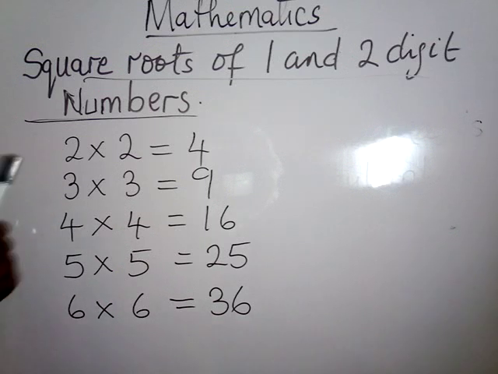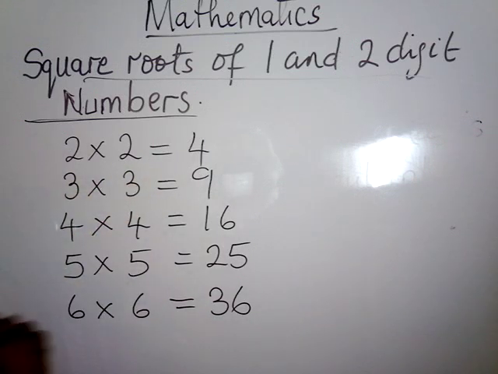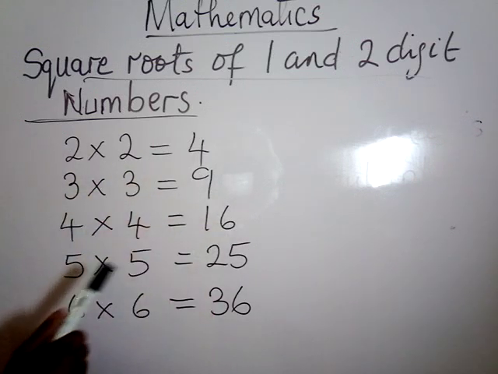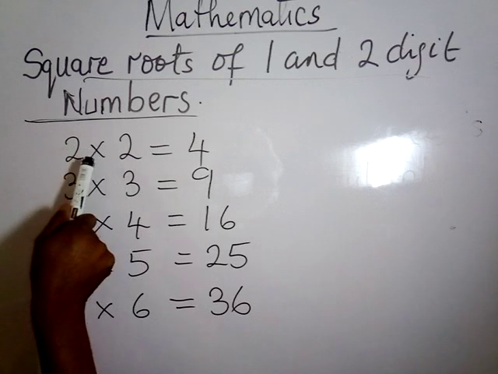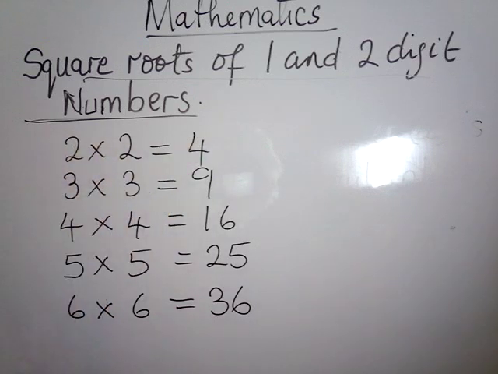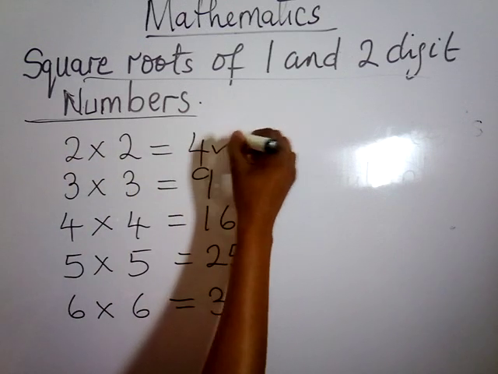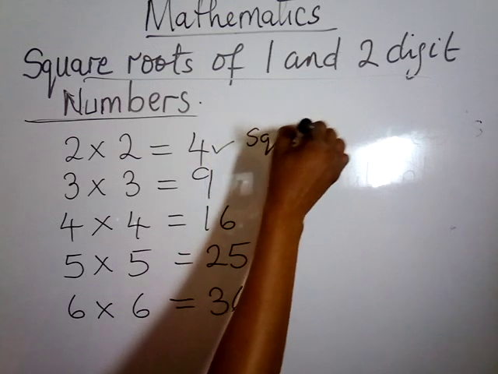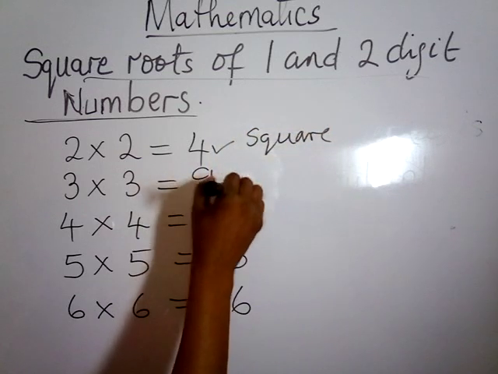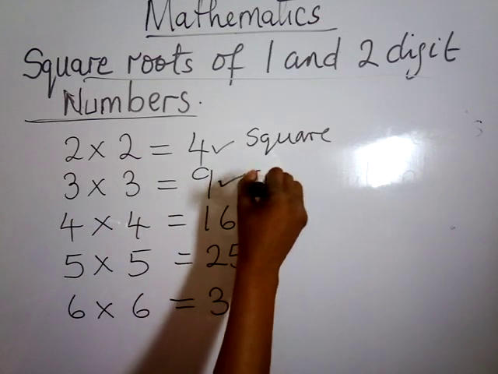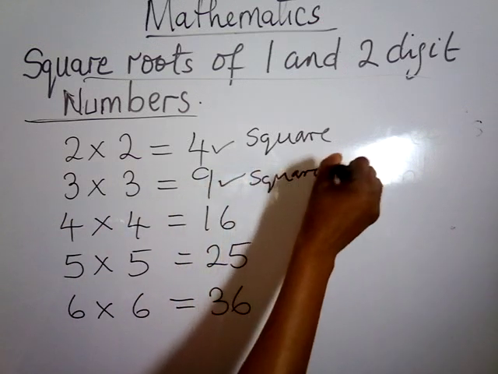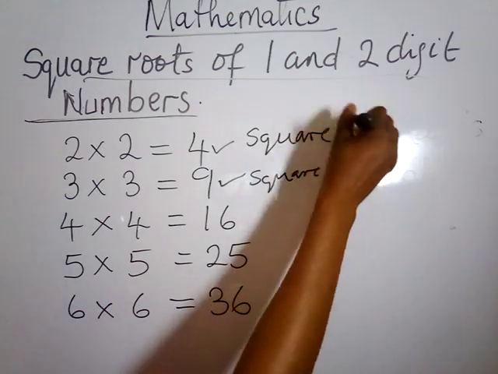For instance, 2 times 2 gives us 4, 3 times 3 gives 9, 4 times 4 is 16, 5 times 5 is 25, 6 times 6 is 36. So that means since 2 multiplies itself to give 4, 4 is the square of 2. Since 3 multiplies itself to give us 9, 9 is the square of 3. Okay?